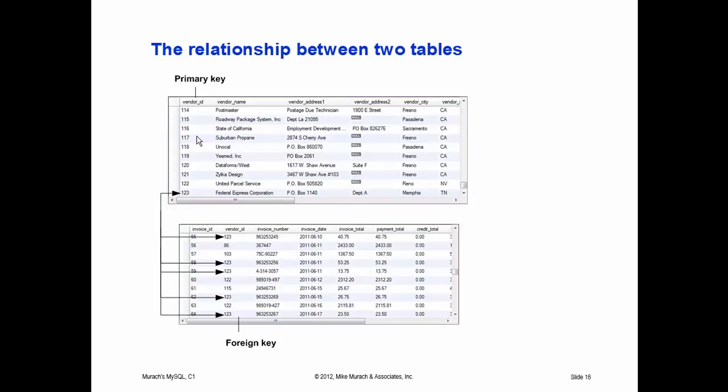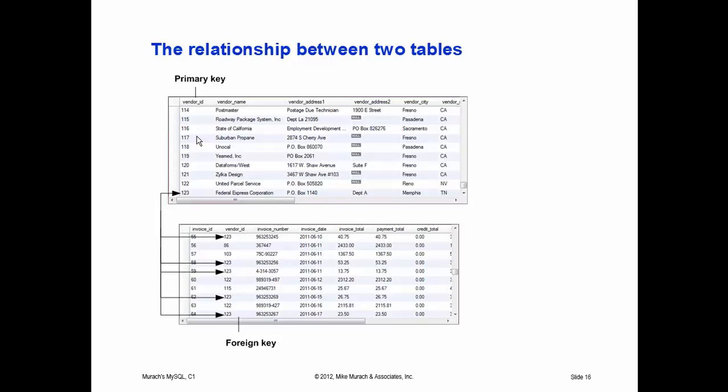Now, if you notice in this example right here, they've got something called a foreign key. They've got two different tables here: one table that has vendor information and one table that has invoice information. But you'll notice that we have two different primary keys. The primary key in our top table is vendor ID. The primary key in our bottom table is invoice ID. It is not vendor ID in the bottom table because we've got 123 in there several times.